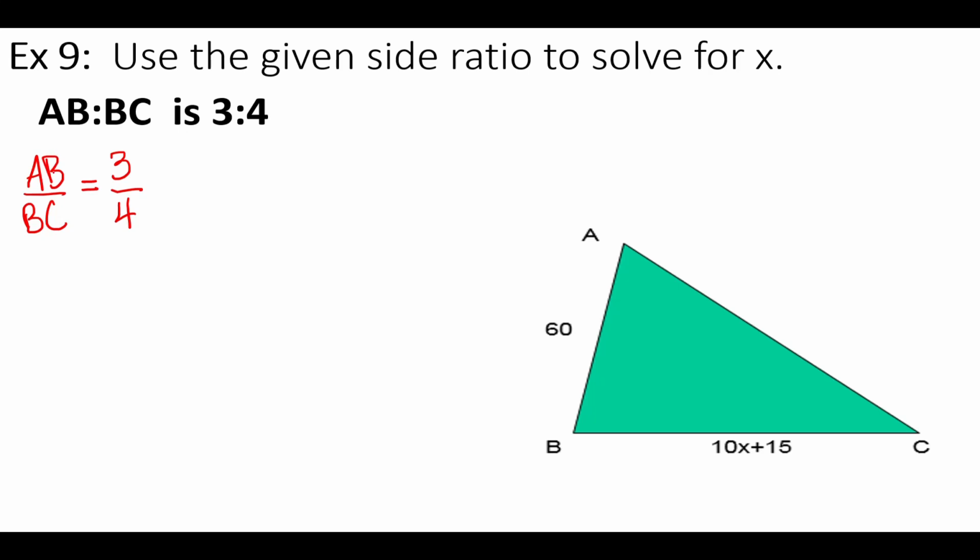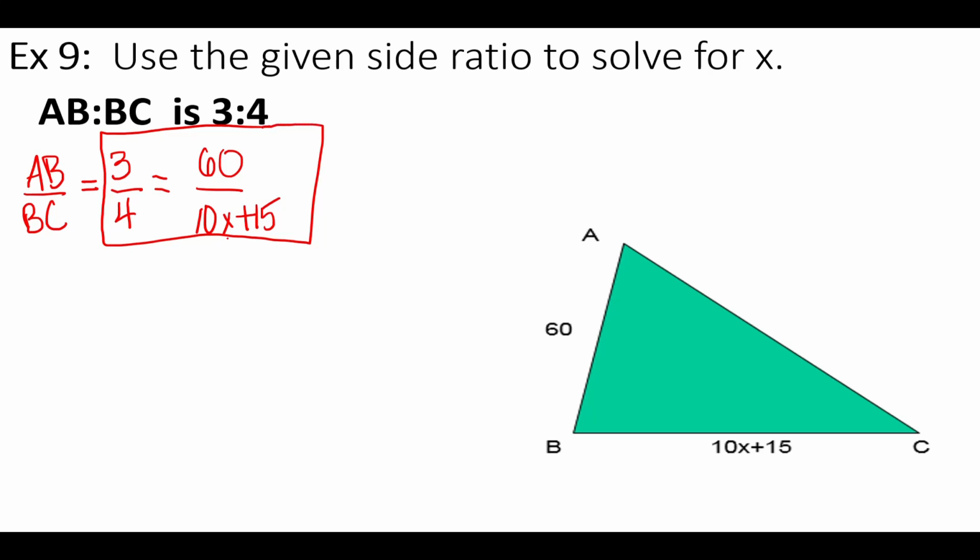They also told me that AB can be represented by the numerical value of 60, and BC can be represented by the expression 10x plus 15. If we just look at 3 to 4 is equal to 60 over 10x plus 15, now we can do our cross multiplication to solve.